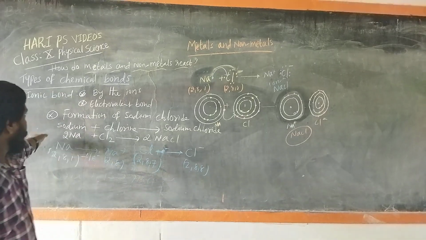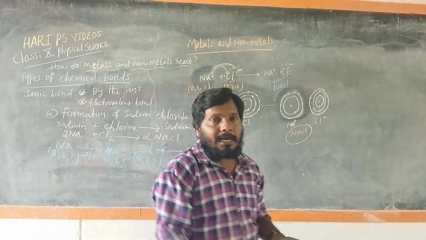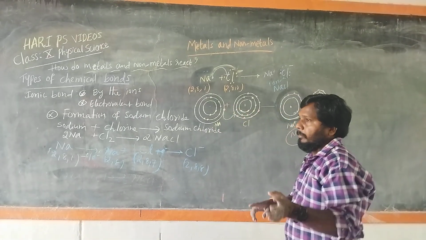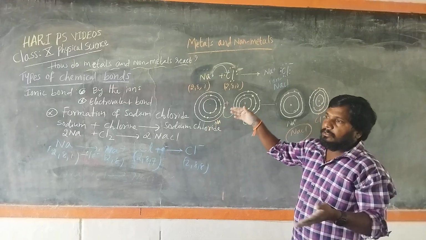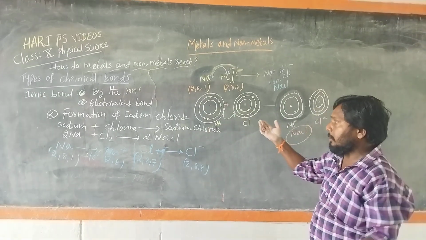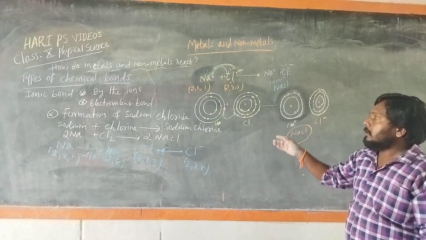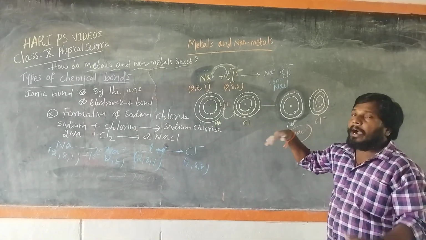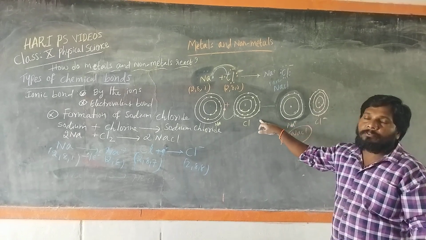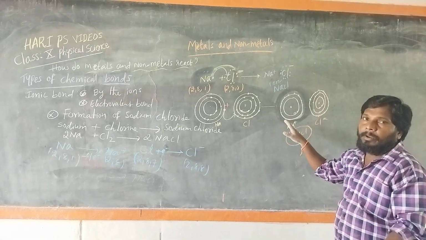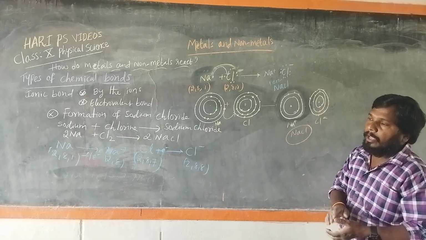So one example is sodium chloride. By the transfer of electrons from one element to another, the element which gives the electron is a metal, and the element which takes the electron is a non-metal. So sodium is a metal and chlorine is a non-metal. Due to transfer of electrons, ions are formed. Sodium forms sodium ion, chlorine forms chloride ion. Together they combine and form a strong ionic compound.